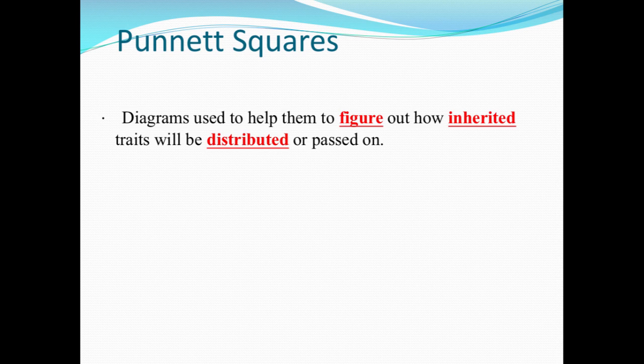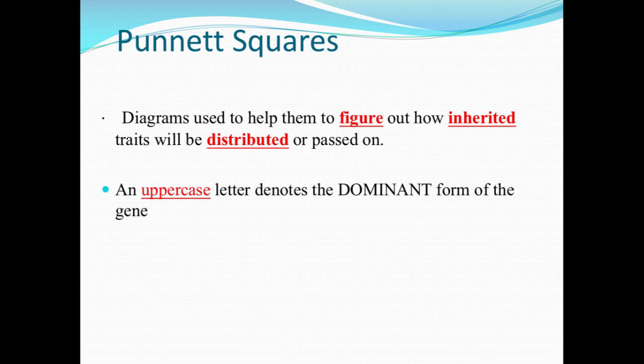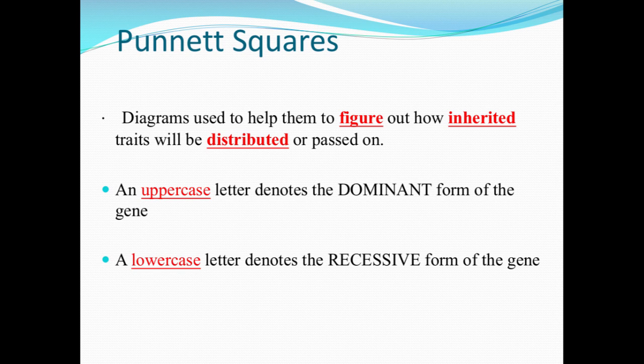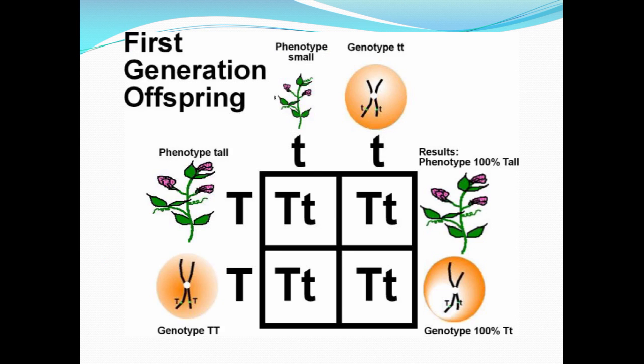So Punnett squares. Love Punnett squares. Remember, a Punnett square is a diagram that is used to help you figure out the probability of that trait being passed on. We use uppercase to represent dominant and lowercase to represent recessive. Okay, right? I'll review. So here we go, a Punnett square. Remember, you are always going to put the female's genotype down the left and the male's genotype across the top.